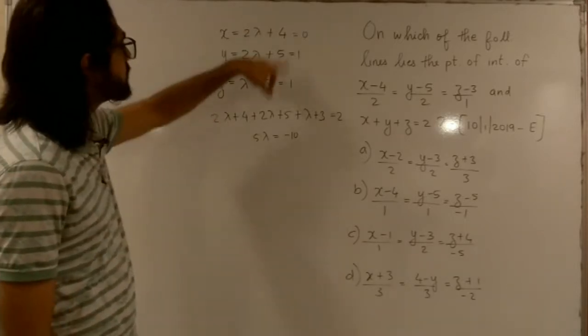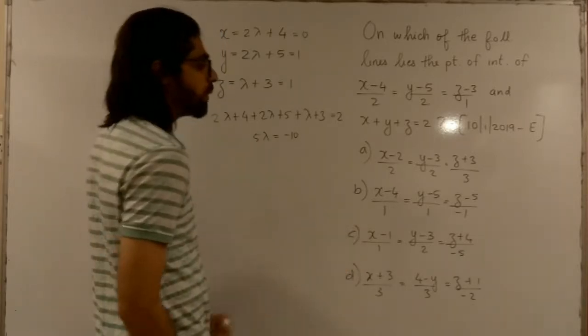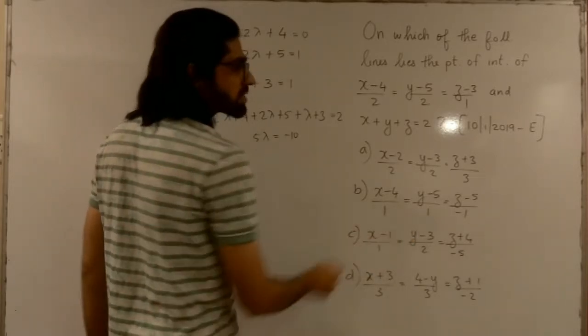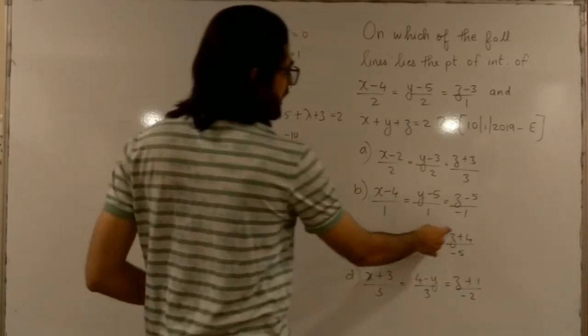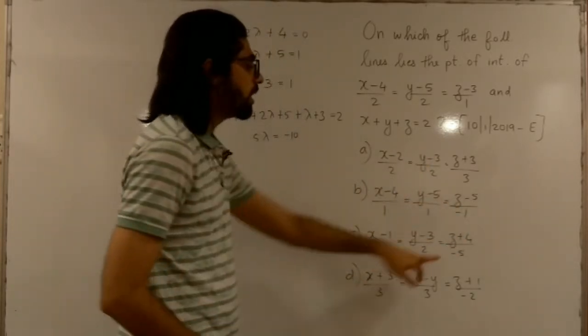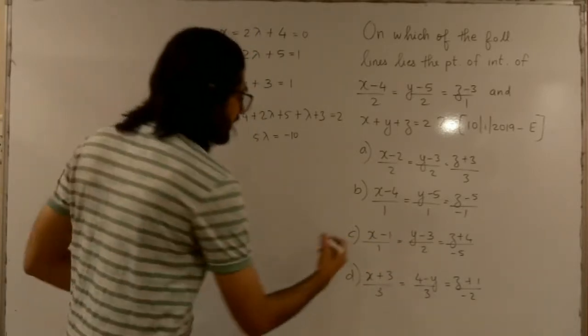Go ahead. 0, 1, 1 in option C. I have 0 minus 1 upon 1, that is minus 1. Then I have 1 minus 3, that is minus 2 upon 2 which is also minus 1. And then I have 1 plus 4, that is 5 upon minus 5 which is also minus 1. So yeah, option C out here is the right answer.